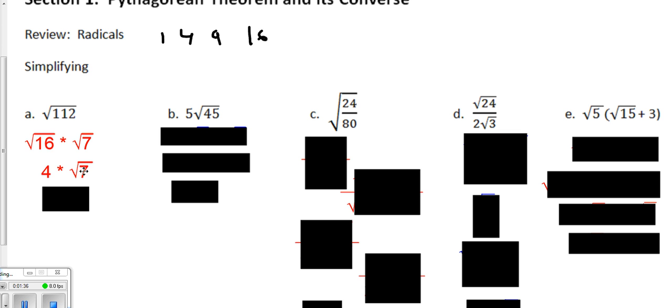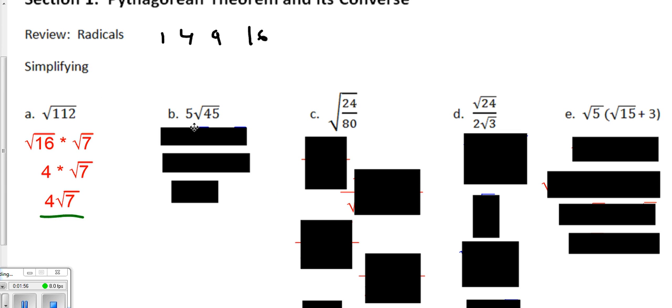So at the end, we can simplify this down. Instead of putting in this multiply sign, 4 times the square root of 7, we would just call it 4 square roots of 7. So it's saying 4 of these amounts, 4 times the square root of 7. So that would be the most simplified form of the square root of 112.